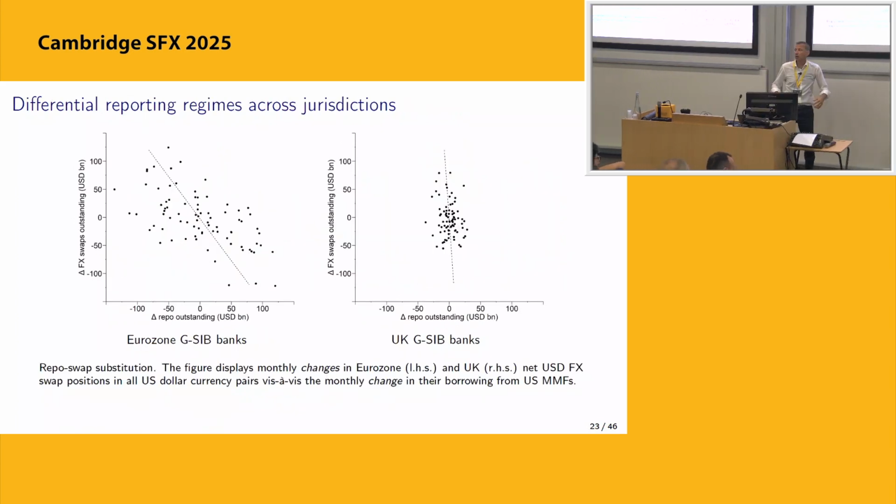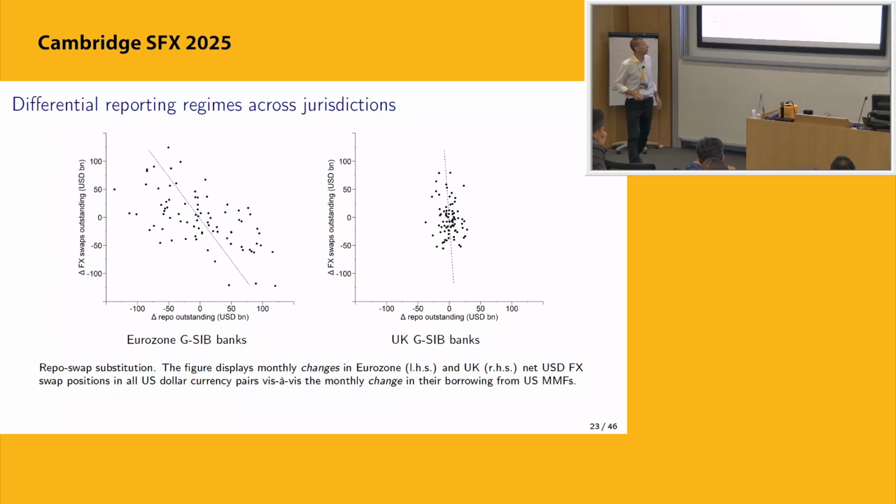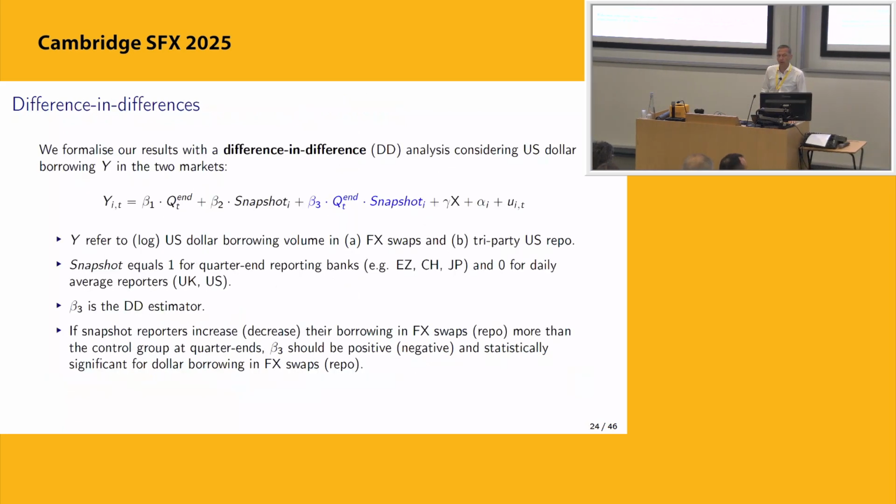Okay? Now, we want more causal evidence, right? To do that, we are going to exploit the differential reporting regimes. On the left-hand side, those are Eurozone banks. It's a scatter plot where you see how they change the outstanding position in the wholesale funding market in US dollars, and on the vertical axis, how they change the outstanding position in FX swaps. You see a clear negative relationship, suggesting when they cut wholesale dollar funding, they increase FX swaps. This doesn't happen in the institutions that are not subject to this reporting regime. They have no scope to do that, right?